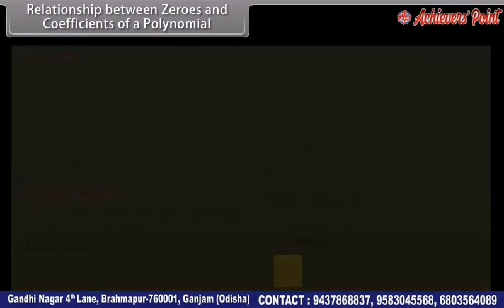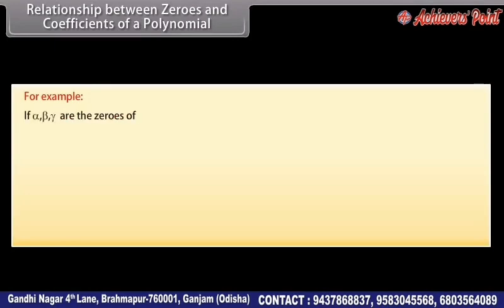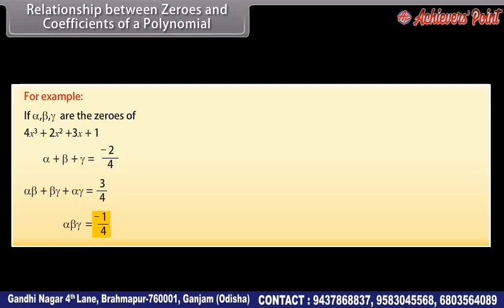For example, if alpha, beta, gamma are the zeros of 4x³ + 2x² + 3x + 1, then alpha + beta + gamma is equal to -2/4. Alpha beta + beta gamma + alpha gamma is equal to 3/4. Alpha beta gamma is equal to -1/4.